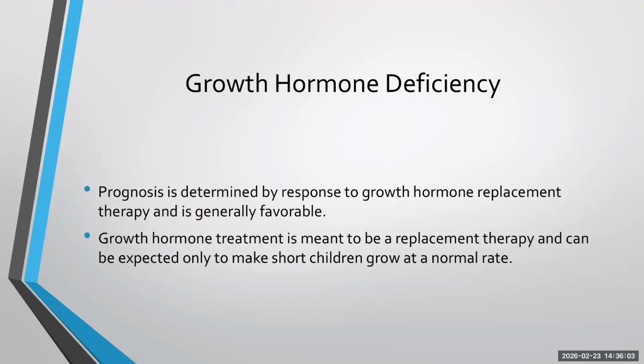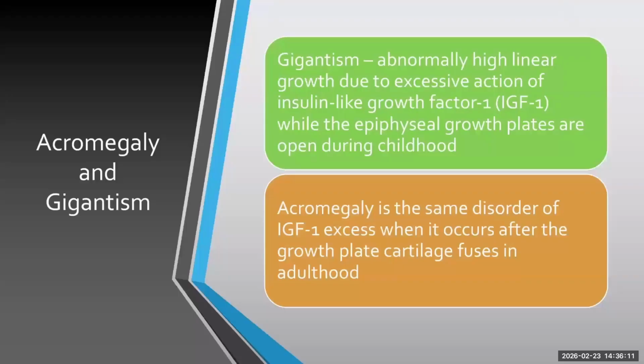Prognosis is determined by the response to the growth hormone treatment. And it's a replacement to make short children grow at a normal rate. They're not going to get super tall. So that's growth hormone deficiency. Short stature, know the physical features in kids, what you see in very, very small kids.